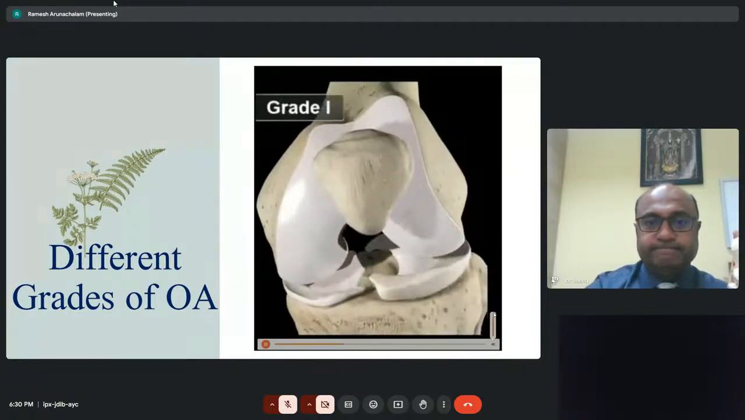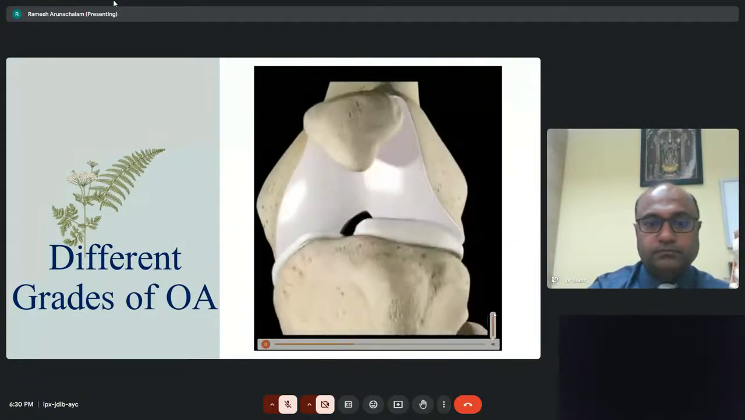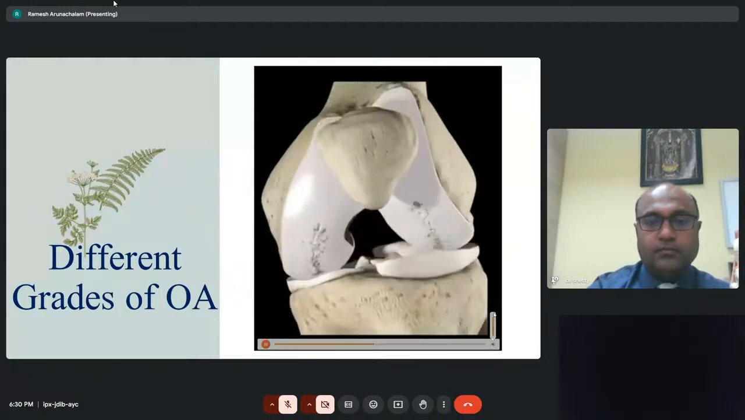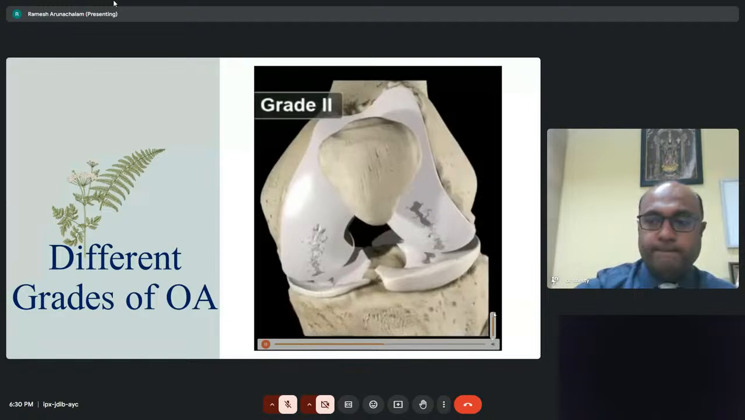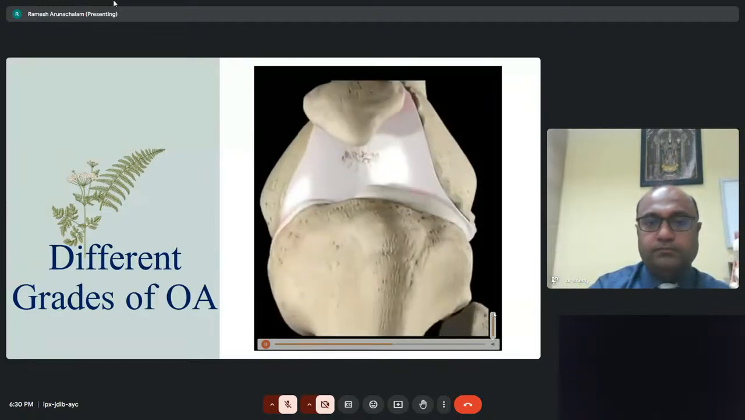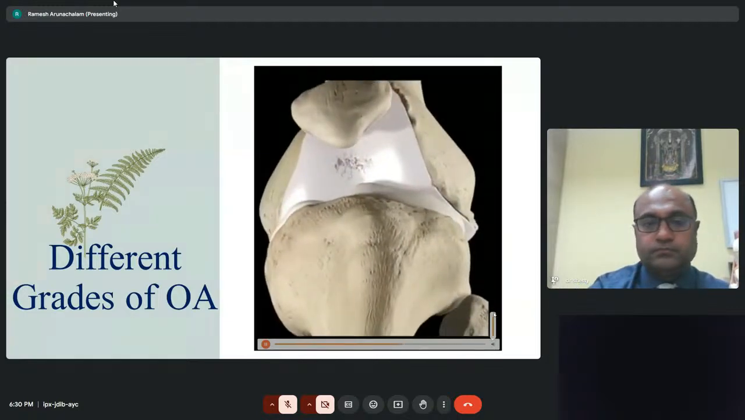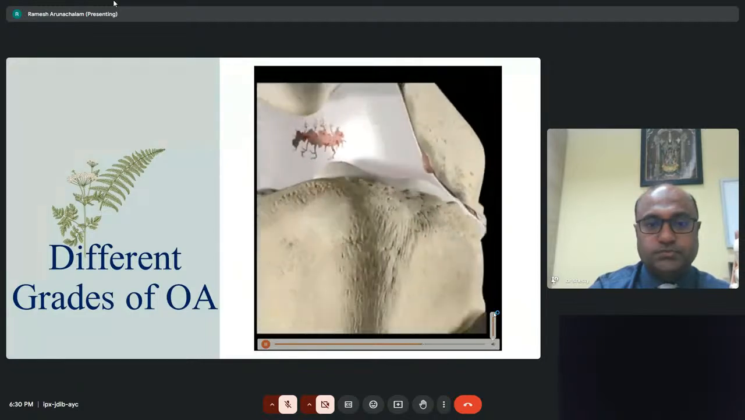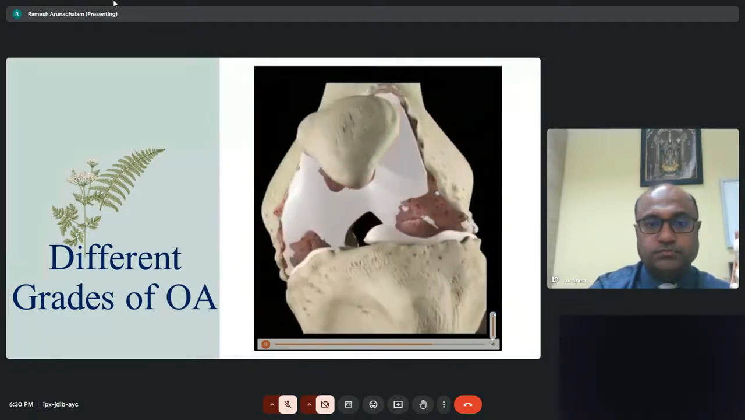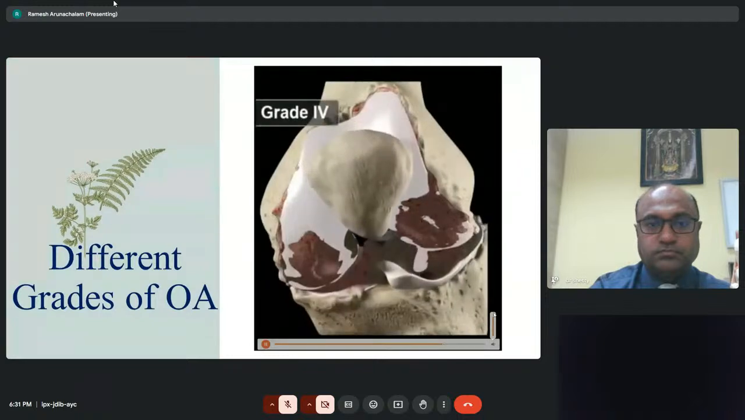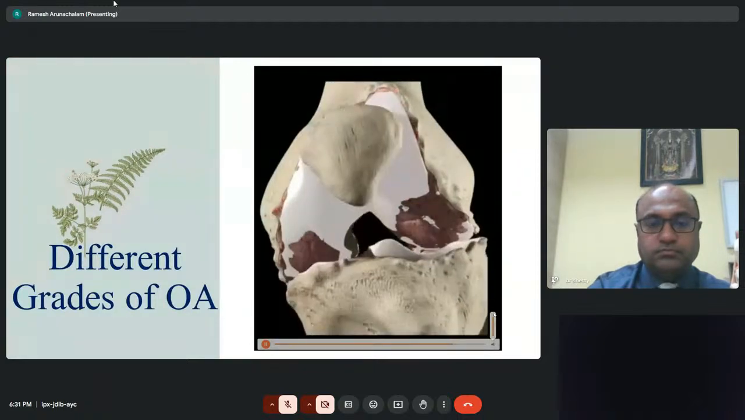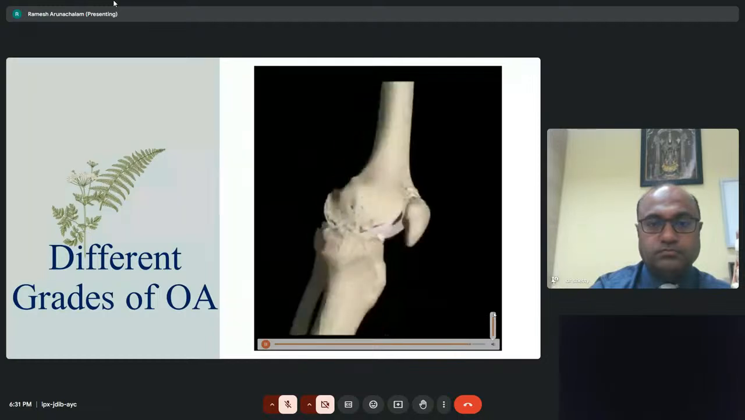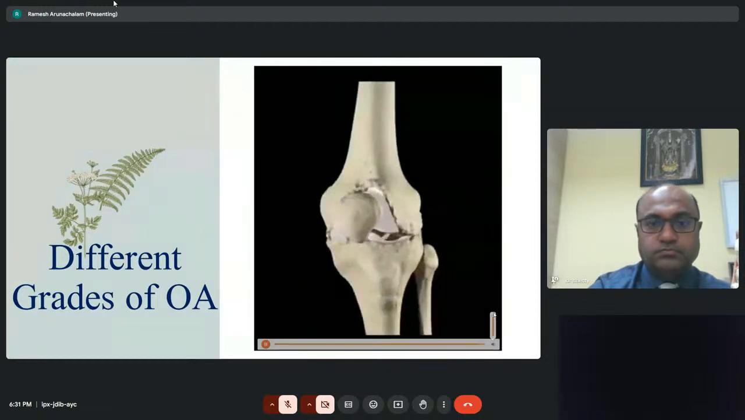Grade 1 is partial damage of joint cartilage, characterized by minor bone spurs or osteophytes, as well as very minimal joint space narrowing. Grade 2 has moderate cartilage damage with definite osteophytes or bone spurs and apparent joint space narrowing. Grade 3 has multiple osteophytes or bone spurs with definite joint space narrowing, with apparent sclerosis of the bone. Grade 4 is the most severe. It's bone on bone with multiple large osteophytes or bone spurs with marked joint space narrowing and severe sclerosis.